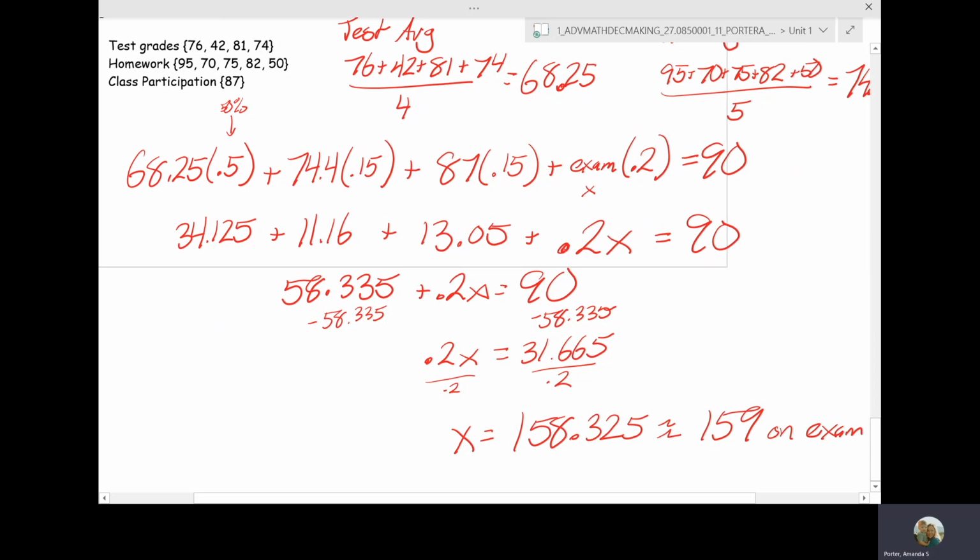Sometimes it's impossible to get the grade you want. So there's no way to get 159 on the exam. So I'm here to tell you in this situation, you would never have a 90 in this class. So sometimes you might find a grade that's an impossibility. And that's okay. You've answered the question. It is 159 on the exam in order to get the 90. Doesn't mean it's possible to do. It just means that's what you have to get.